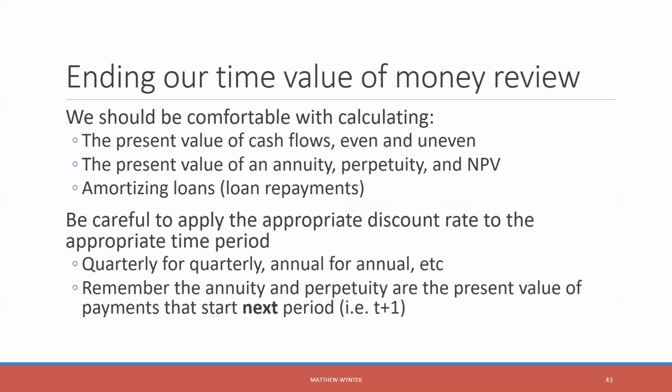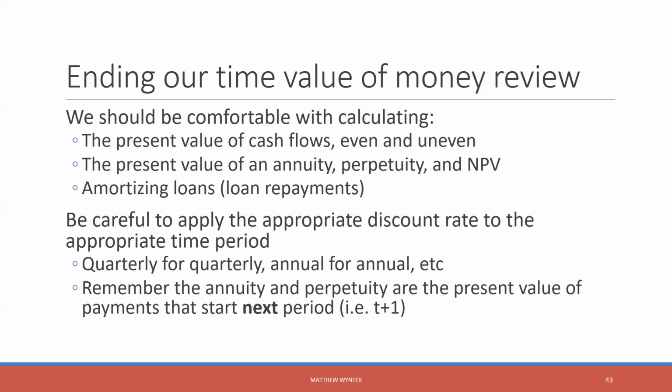So we should be comfortable calculating the present value of cash flows, even, meaning that it's the same cash flow, the same dollar amount, and also uneven. We should feel very comfortable discounting cash flows. We should be comfortable with the present value of an annuity, of a perpetuity, and of NPV. We should understand how to calculate NPV. And hopefully, we're more comfortable amortizing loans.